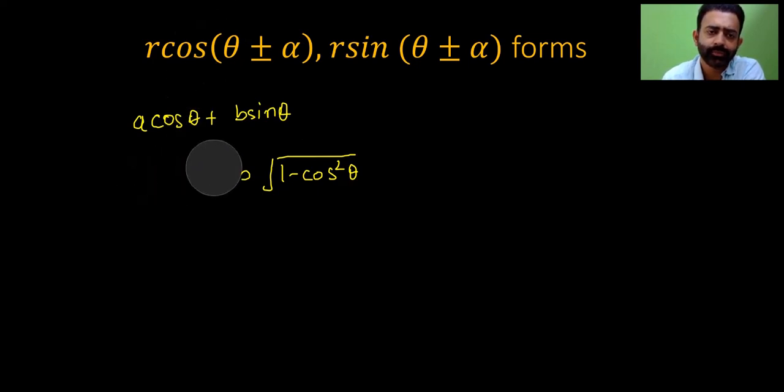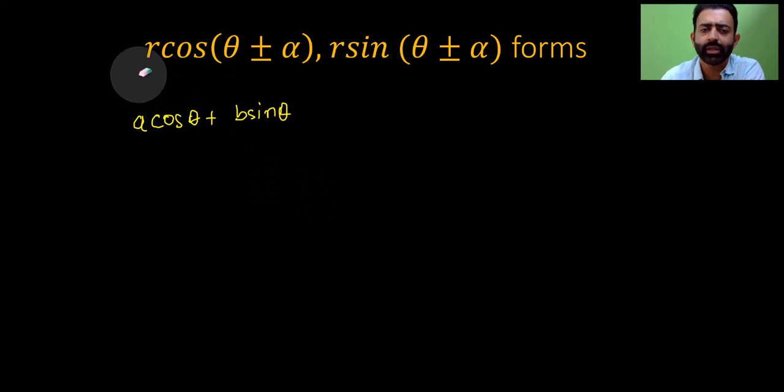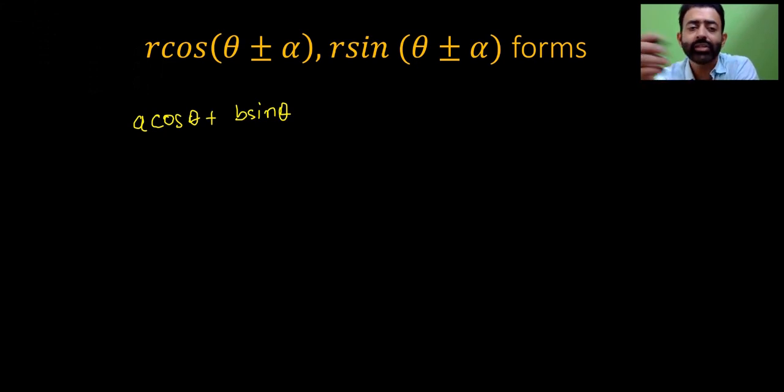Before arriving at these final forms, the r cos(theta ± alpha) or r sin(theta ± alpha) forms, let us first understand what practical situations lead to expressions with two different types of sinusoidal functions. Both functions are sinusoidal because the shape of both curves is that of the sine curve. There is just a difference of pi by 2 between cos theta and sin theta, which we call a phase difference.